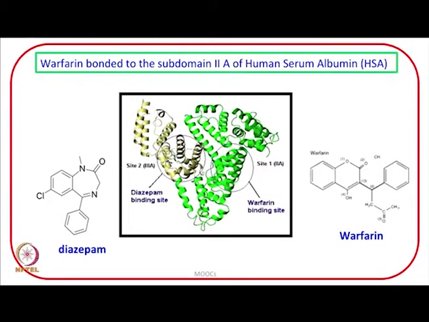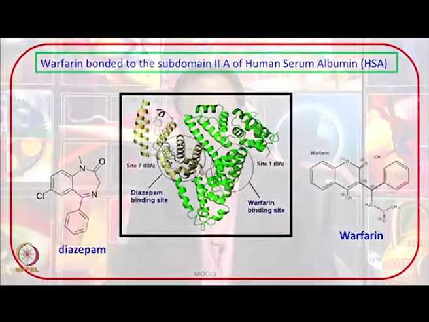Now, how to design the experiments? We have a well-defined warfarin binding site, we have a well-defined diazepam binding site. And these two molecules, warfarin and diazepam, can be called site markers because it is well established that warfarin binds to pseudo site 1 and diazepam binds to pseudo site 2.